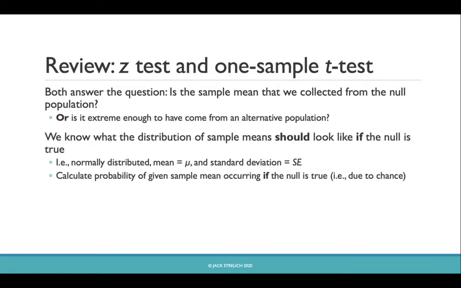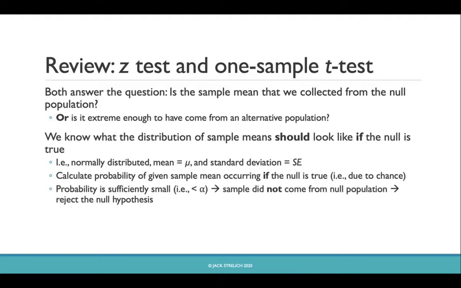Because we know what the distribution looks like, we can calculate the probability of a given sample mean occurring if the null is true, in other words, occurring due to chance alone. And if this probability is sufficiently small, specifically if it's less than the alpha level that we've chosen, we conclude that the sample most likely did not come from the null population, and therefore we reject the null hypothesis.